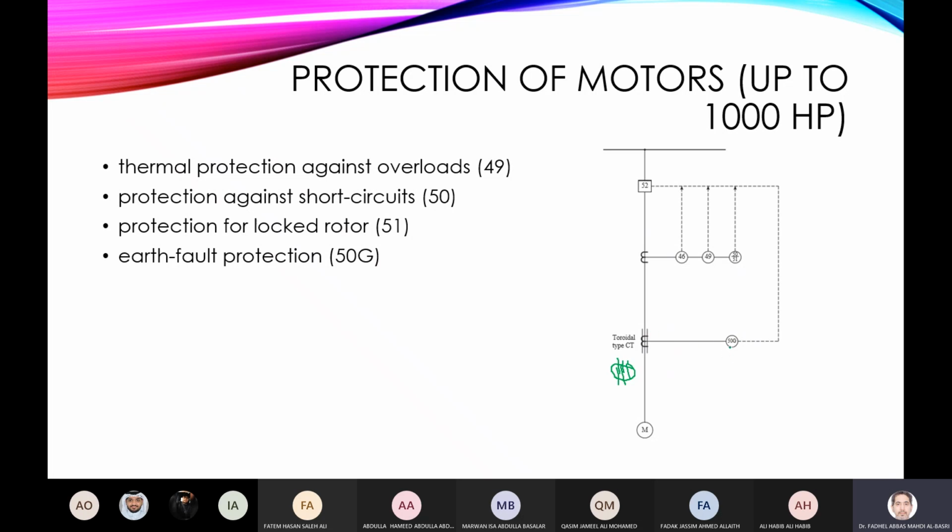So now 50G, when you use a core balance CT, and 50N, when I say 50N, normally you calculate the current by summing the three phases using the neutral connections. I'll show later what 50G and 50N are.